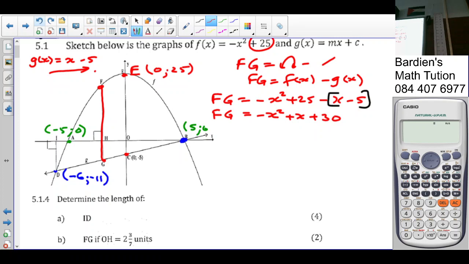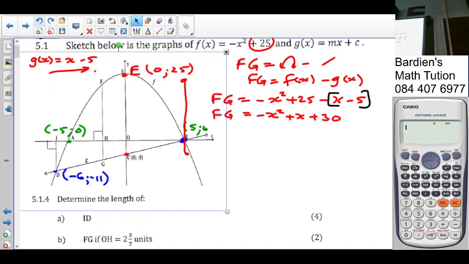So this is the algebraic expression for that line FG. If I wanted to know the length of FG at 0, I plug 0 into the equation. If I put in 1, I will get the length at 1. If I put in 5, the distance will be 0. And so on. You guys understand?